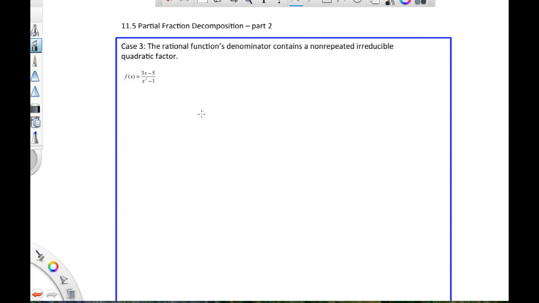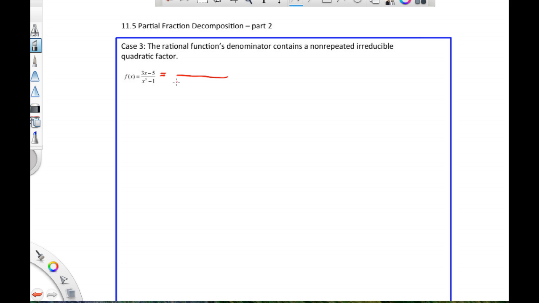11.5 Partial Fraction Decomposition, Part 2. So far we've seen how this works when the denominator can be factored into linear factors only. So let's see what happens if you don't have linear factors in the bottom. We're looking now at a non-repeated, irreducible quadratic factor.